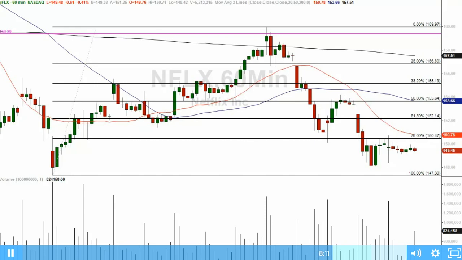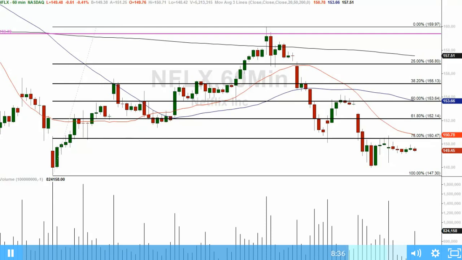But where else did it find support? Well, look back to the left and you'll find out that this area here, right here, the stock tested that 150.47 level, give or take a couple of pennies on either side. 5 out of 6 candles tested that level before taking off to the upside. That's also telling you that that price level is important.